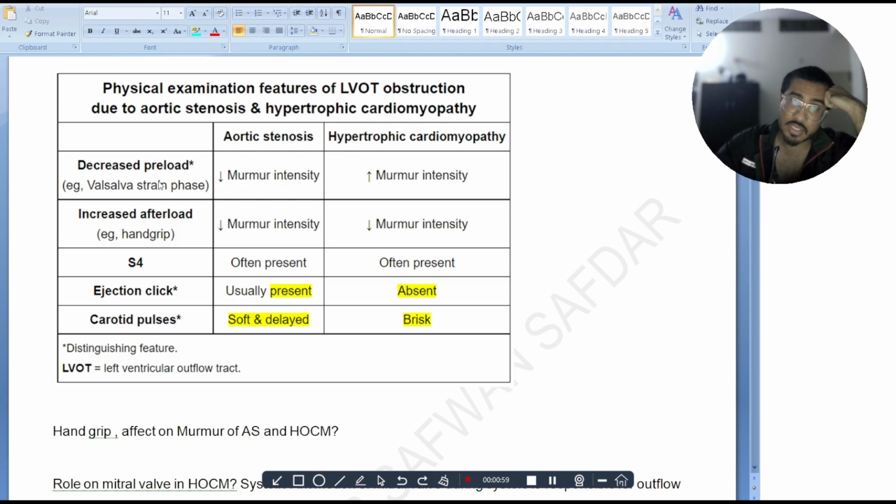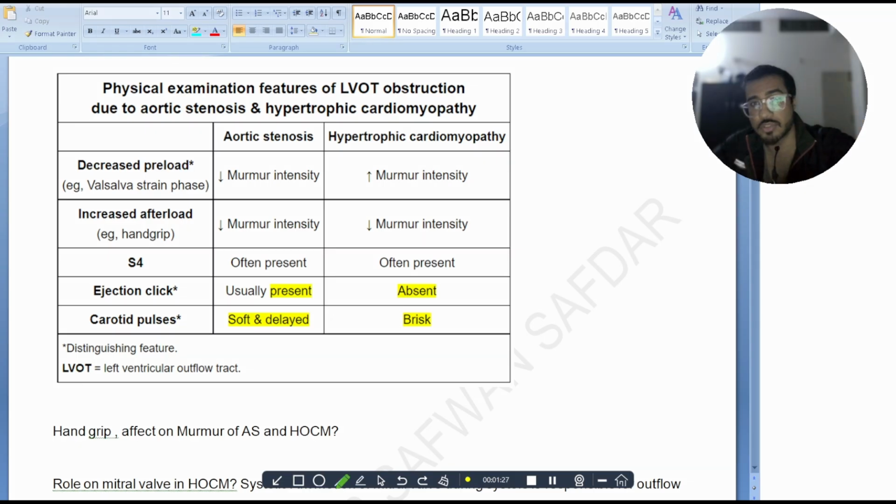So in aortic stenosis, if there is less blood flow across the valve, the murmur is going to decrease in intensity. That is, if you decrease the preload, that is less blood in the chambers, the murmur of the aortic stenosis is going to reduce. Whereas if you decrease the amount of blood in the chambers, the hypertrophic cardiomyopathic murmur is going to become louder.